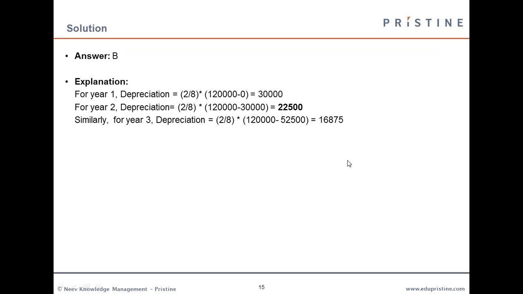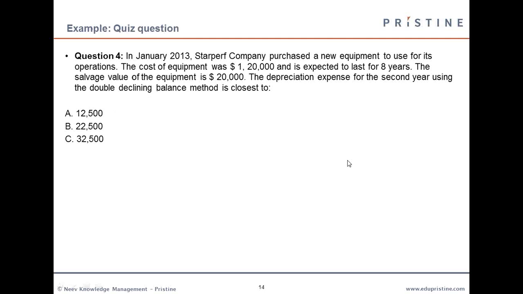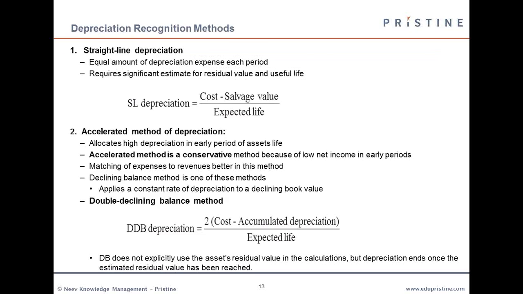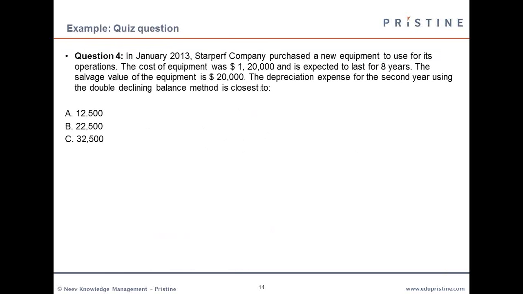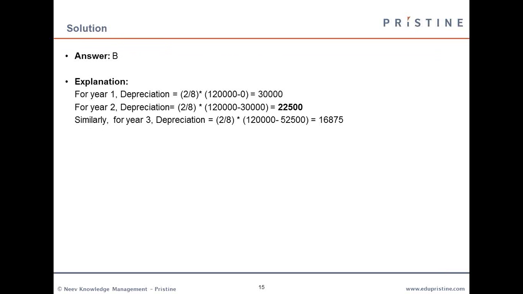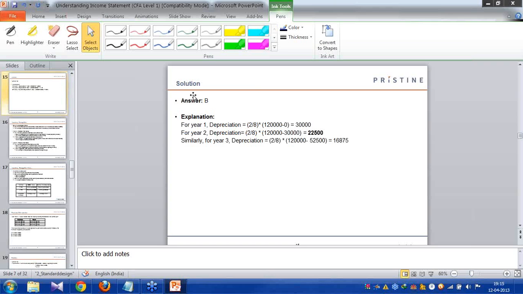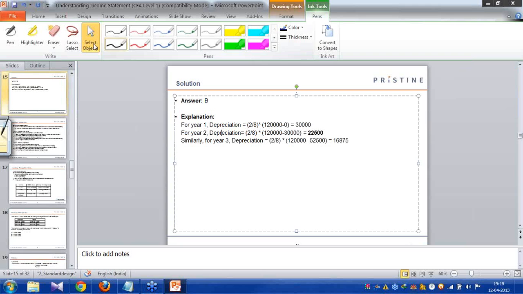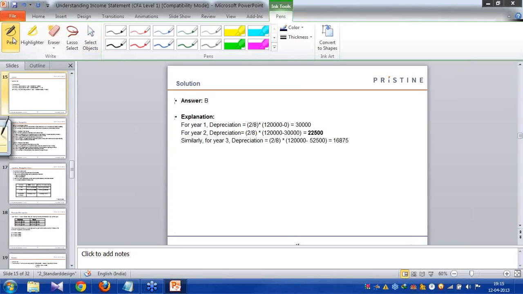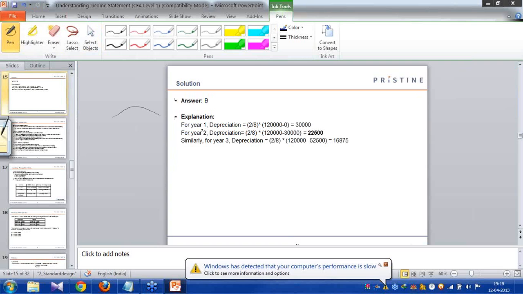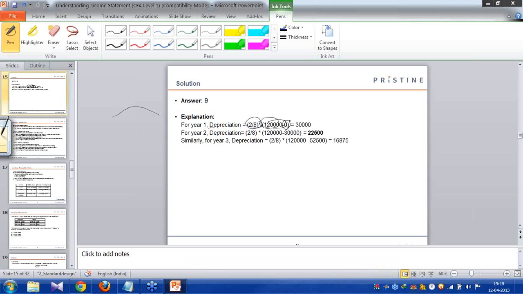Simply, here the explanation is we use the formula that we showed here. Double declining balance depreciation is basically calculated using this formula. So that's what we do. The expected life is 8 years. So here the expected life is 8 years, the value is 1,20,000, and initially there is no accumulated depreciation. So what we do is we calculate this way.